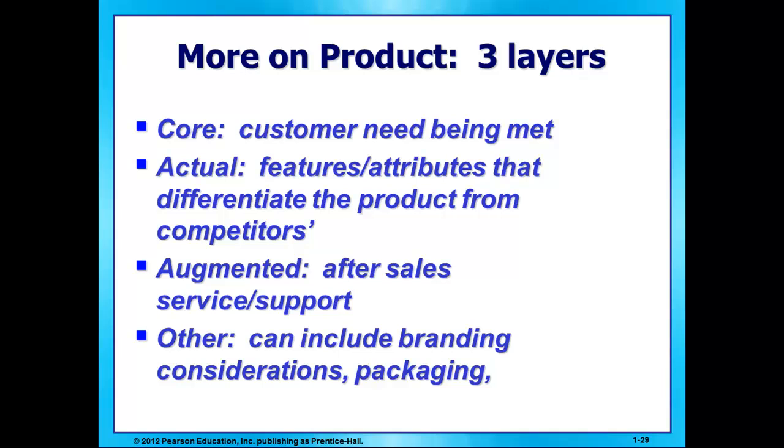The third aspect of the product, the outermost concentric circle, is called the augmented product. Essentially, these are the services and support that companies provide to customers after they've purchased the product. And that is the key aspect here. It's after-sales service and support, which clearly is more relevant for certain product categories than others.